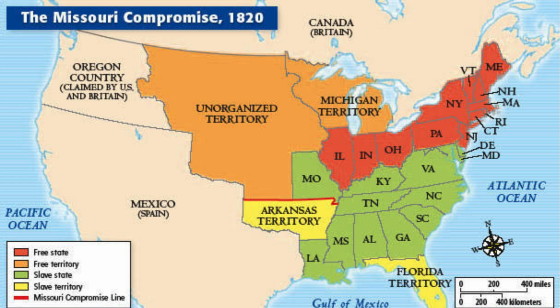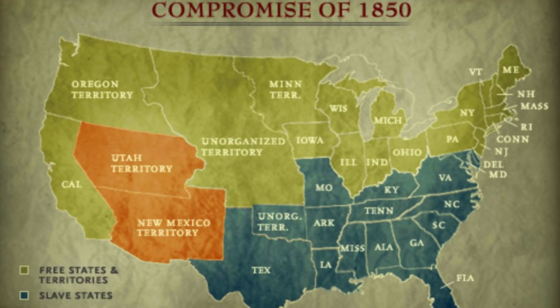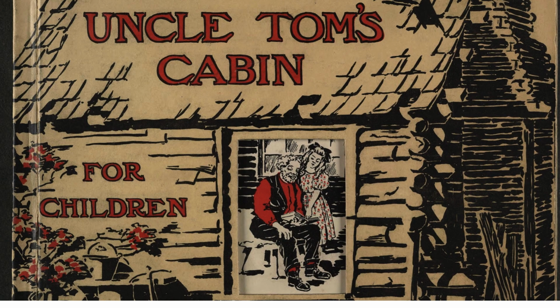The issue of slavery became increasingly divisive as the nation expanded westward. The Missouri Compromise of 1820 and the Compromise of 1850 attempted to address the balance of power between free and slave states, but tensions continued to escalate during this time. The publication of Harriet Stowe's novel Uncle Tom's Cabin in 1852 heightened awareness of the cruelty of slavery and fueled abolitionist sentiment.